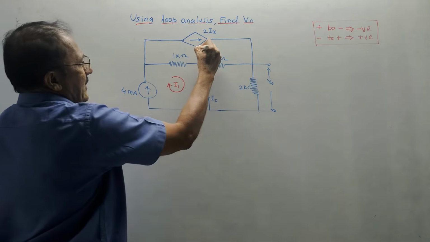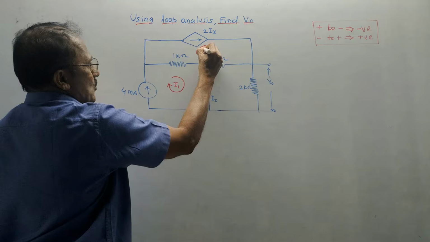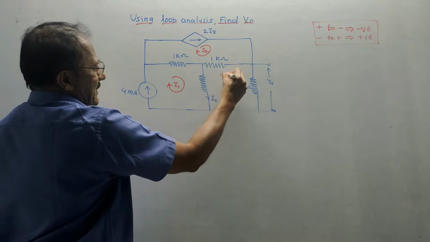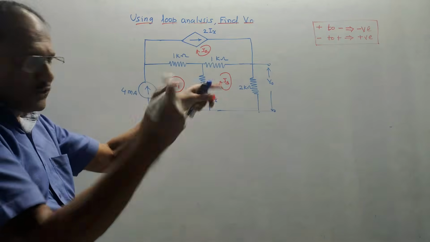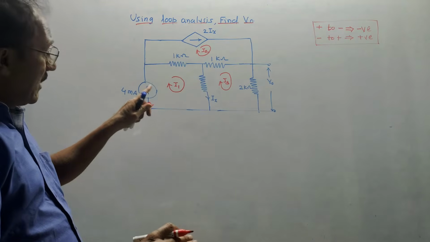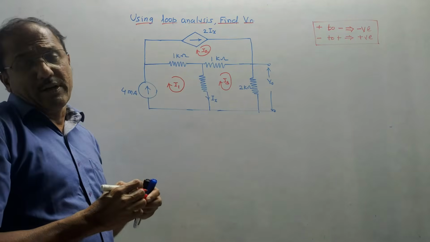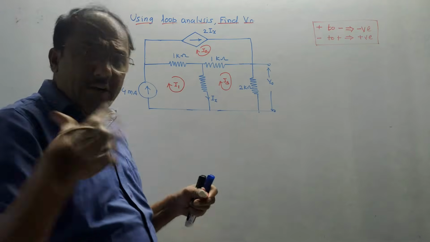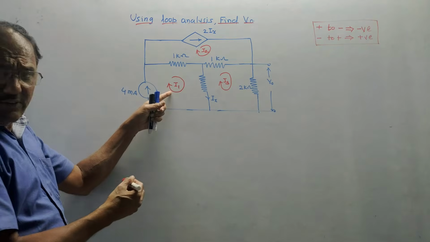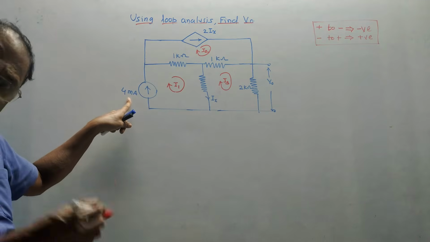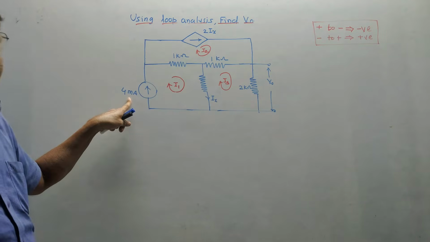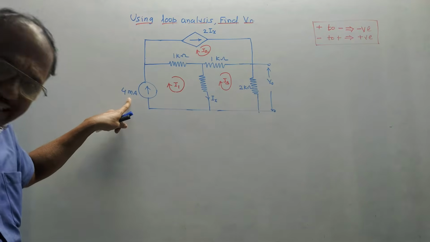This is say I1. This I am considering as loop 2, I2. This I am considering as loop 3, I3. You can say this is I3, this is I2. It will not make any difference. Now, after marking the loop currents, we have to think in which loop a current source is there. Just by observing, we will come to know that in loop 1, there is a current source. The value of the current source is 4 milliamperes, that is 4 into 10 raised to minus 3 amperes.